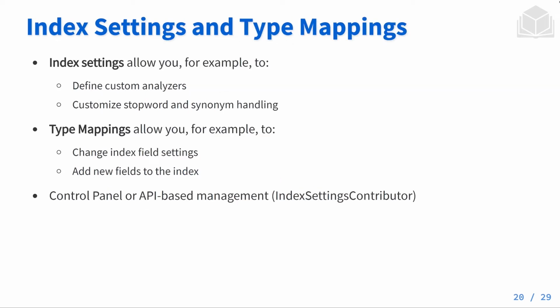We're going to go over index settings and type mappings. So index settings allow you to define custom analyzers and customize stop word and synonym handling. And type mappings allow you to change index field settings and add new fields to the index. We can do this through the control panel or through API-based management, things like index settings contributor.